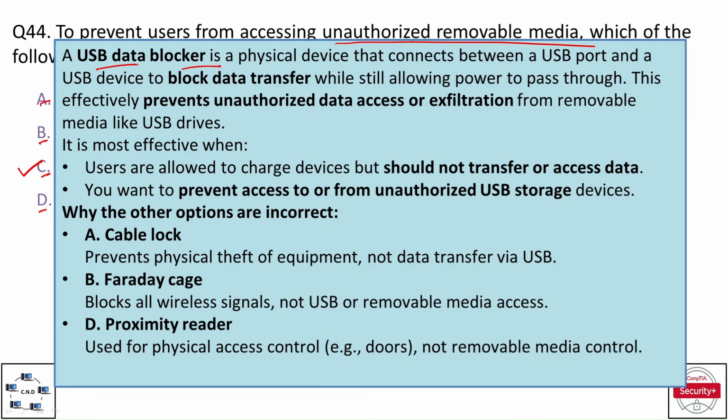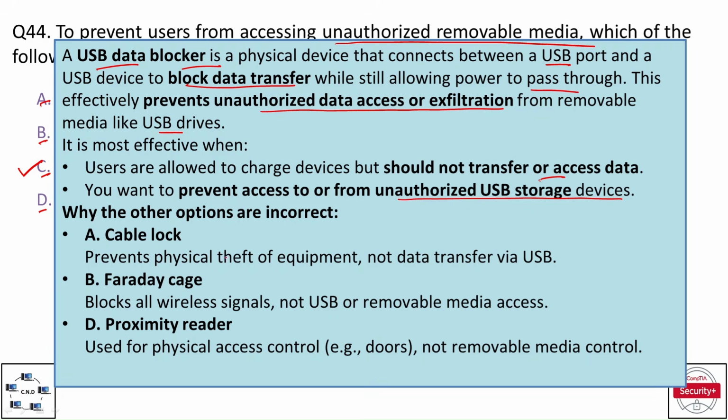A USB data blocker is a physical device that connects between a USB port and a USB device to block data transfer while still allowing power to pass through. This effectively prevents unauthorized data access or exfiltration from removable media like USB drives. It is most effective when users are allowed to charge devices but should not transfer or access data. You want to prevent access to or from unauthorized USB storage devices.